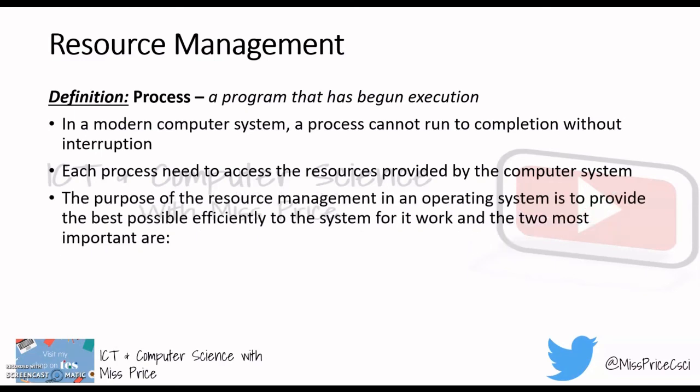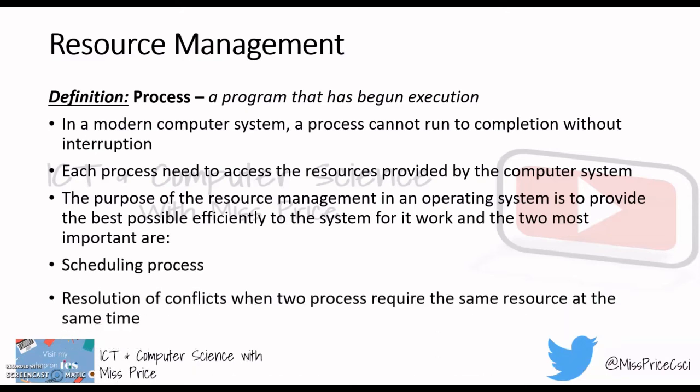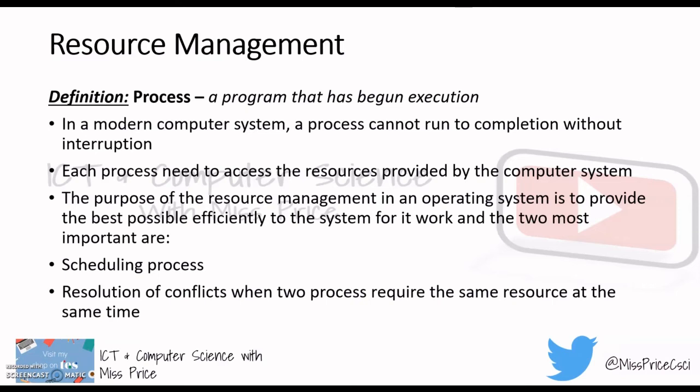Now, the purpose of the resource management of an operating system is to provide the best possible efficiency for the system to work. The two most important are scheduling processes and resolving conflicts when two processes require the same resource at the same time. If you remember in one of the other videos, I explained that it's a bit like in school, gathering every single student in the main hall and then telling each student to go to the same classroom. So what you have is like a scheduling process.